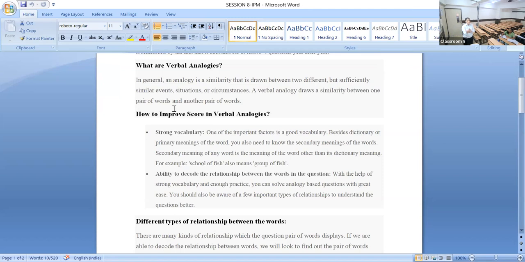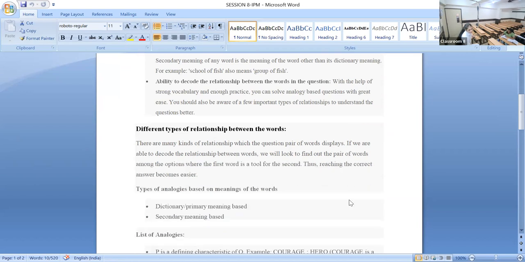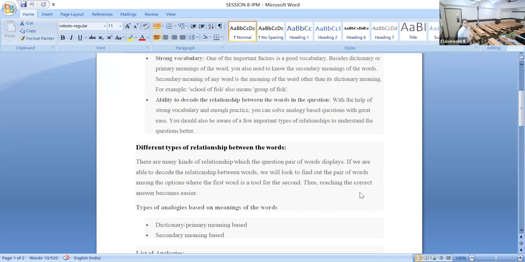And the second thing which you need to do is strategize your relationship. So you can also see this over here. Different types of relationship we'll figure out. What are the different types of relationship you will have between the words? First, the first word is a tool for the second.